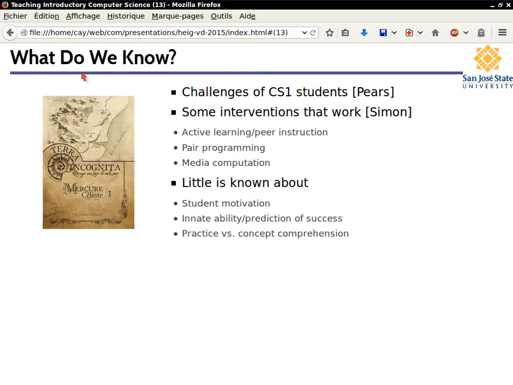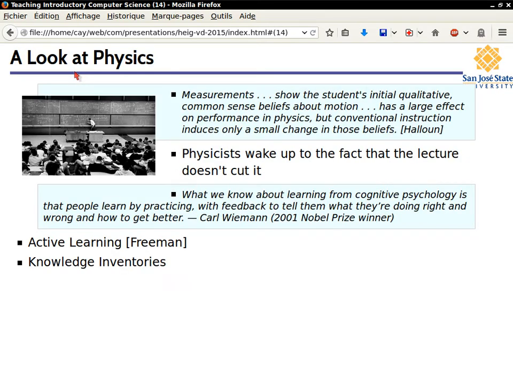One doesn't really know what motivates students. One doesn't know how to predict whether someone is going to be successful. One doesn't really know how much practice versus concepts is best. And I could come up with 10 other things that we don't really know. So most of the things that we do know, actually, we don't know from computer science, but from physics.